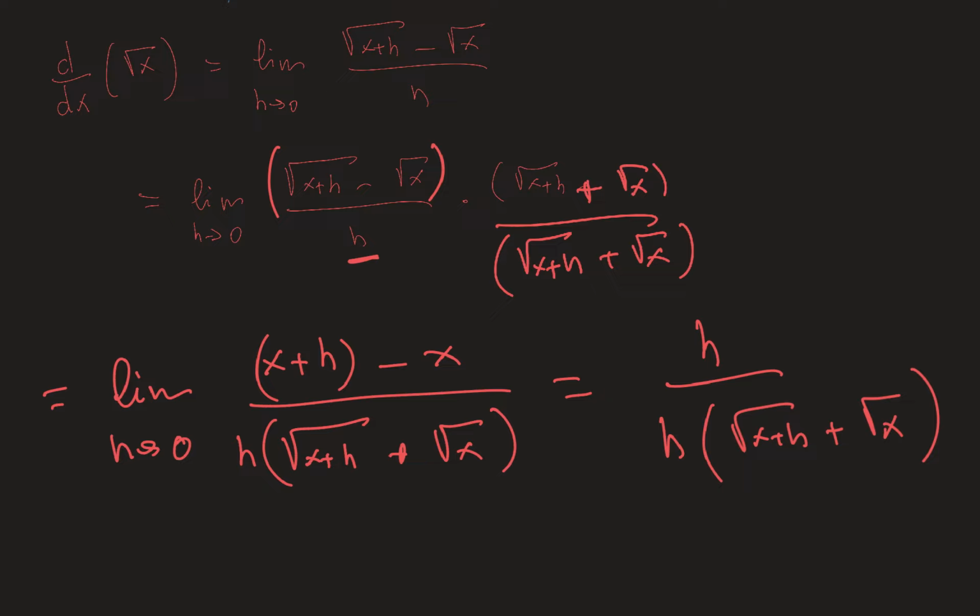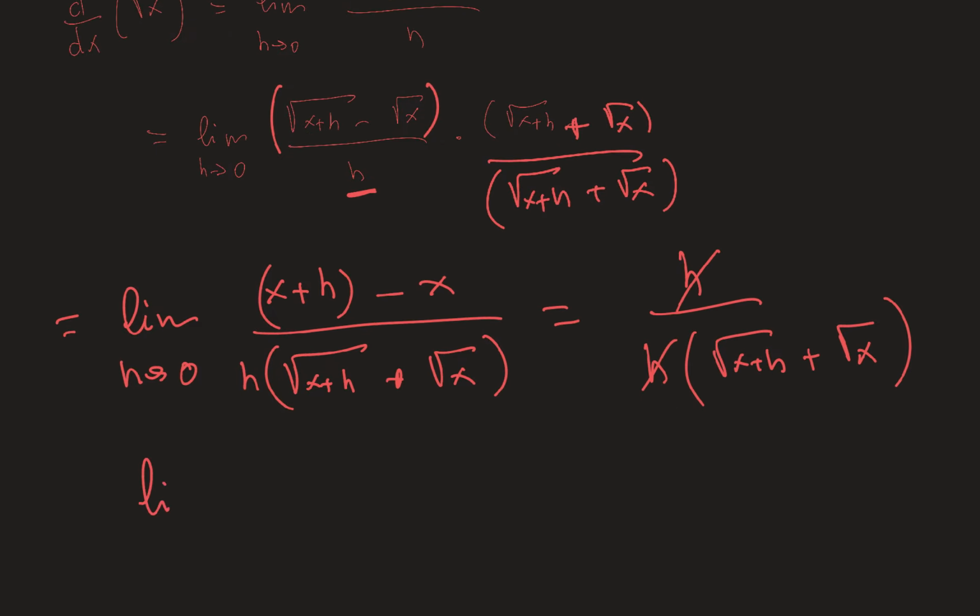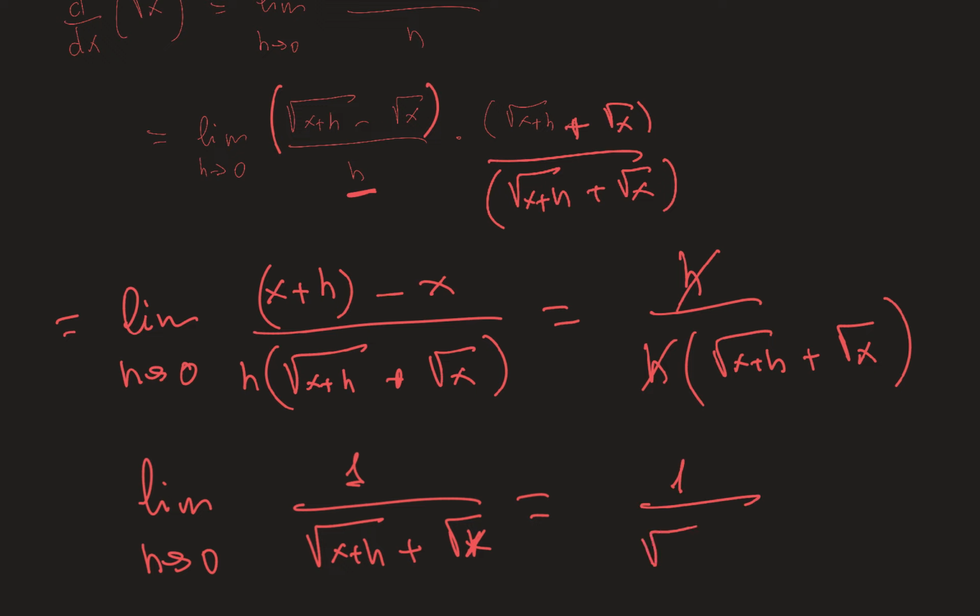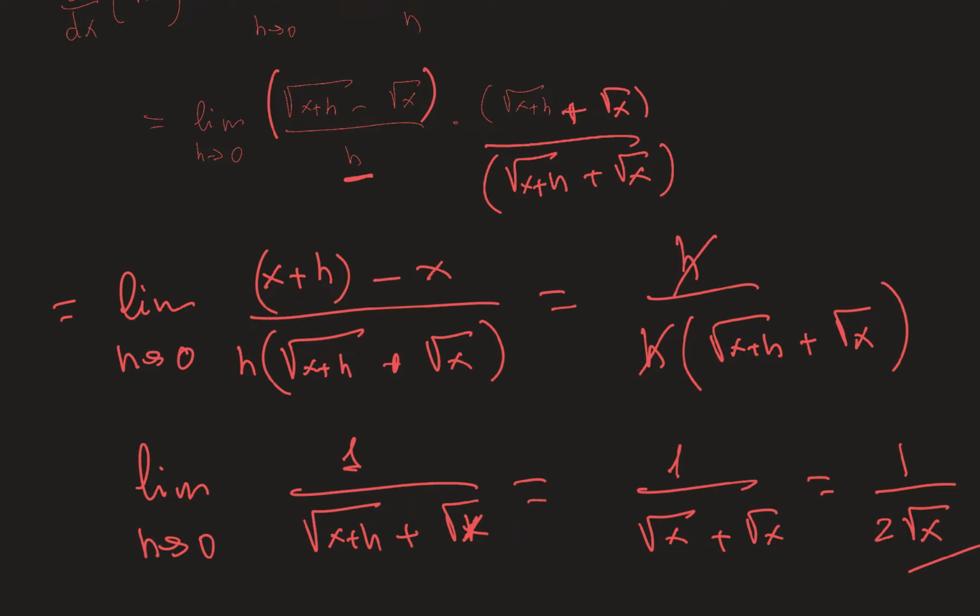And this h will cancel with this h, so I have to find the limit when h approaches 0 of 1 divided by a square root of x plus h plus a square root of x. Now this limit is 1 divided by... when h approaches 0, a square root of x plus h approaches a square root of x, plus a square root of x. So this is 1 divided by 2 times the square root of x. So doing this limit definition, you can find the derivative of the function.